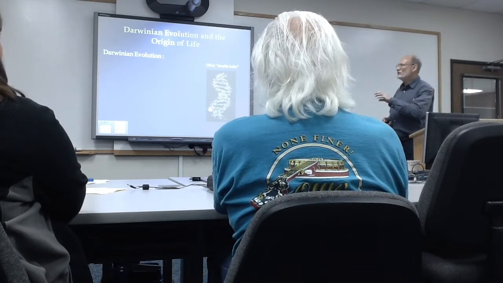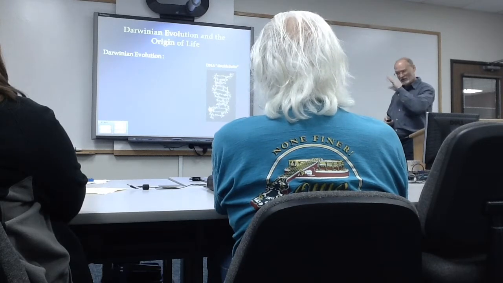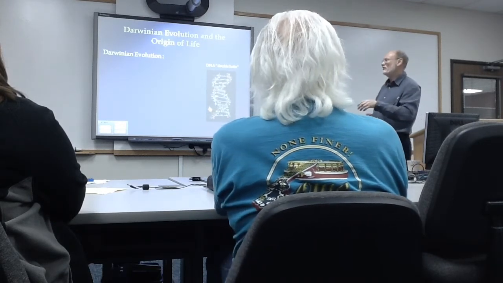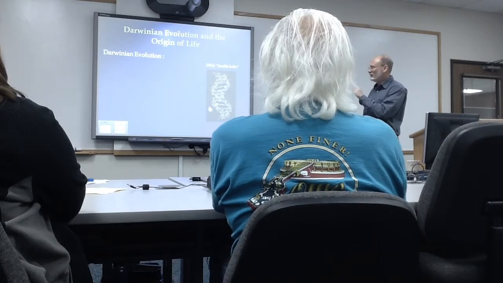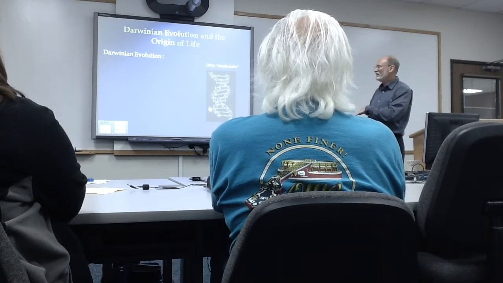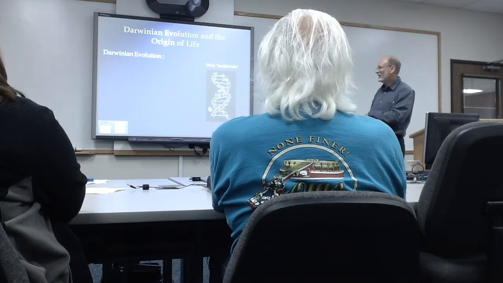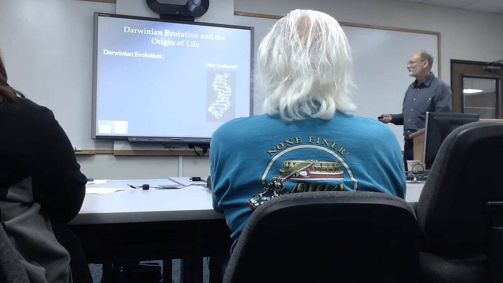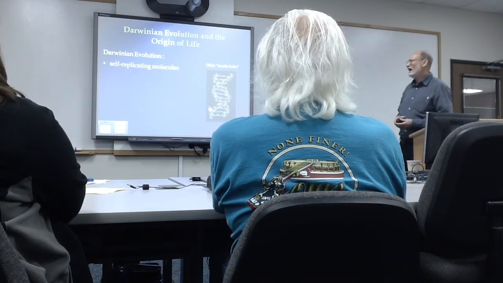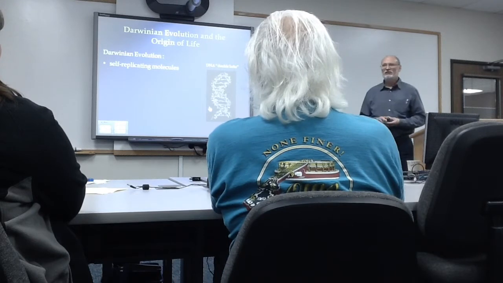So what we're going to do is just look at it very quickly. There's lots of ways to describe Darwinian evolution, but the couple of things I'm going to put up here tonight fit in nicely with our presentation, and they're not really argued. The first thing you have to have is self-replicating molecules.